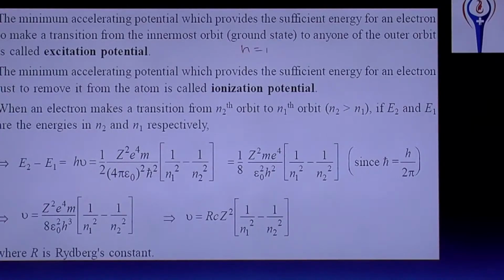We will do some problems based on this. And any one of the outer orbits, we call the excited state. N equal to 2, 3, 4, etc. is the excited state. N equal to 2 means the first excited state. Even in atoms, some days back, we worked out problems in a problem solving session.